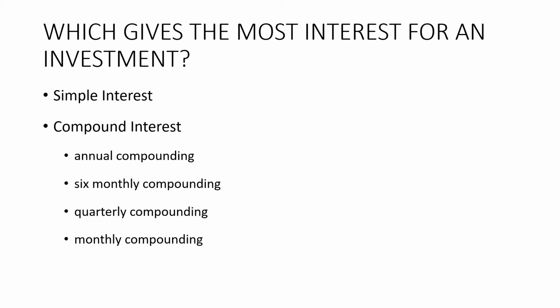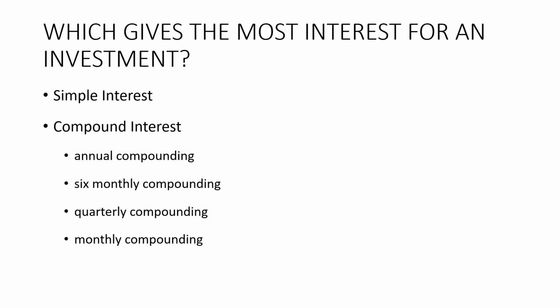So here's an interesting question. Which gives the most interest for an investment, simple interest or compound interest? So suppose you've got the same interest rate and you can choose between simple interest and compound interest. Compound interest will always be better because you get the interest on the interest. And within compound interest, which one's better? Annual, 6 monthly, quarterly, or monthly? The more often you compound, the more interest that you will earn.